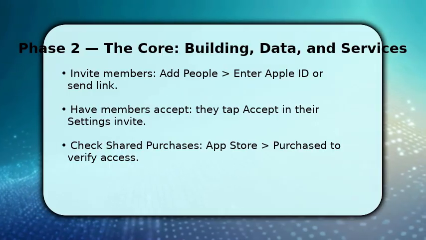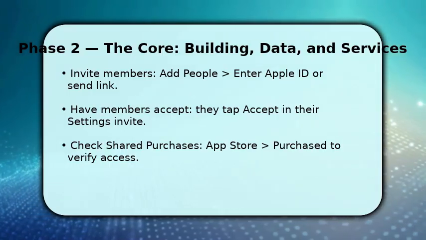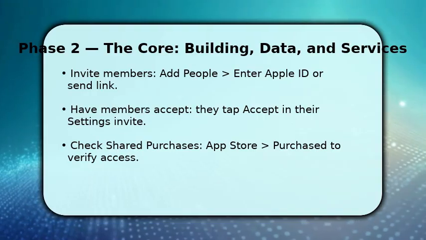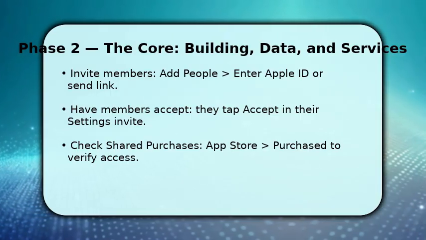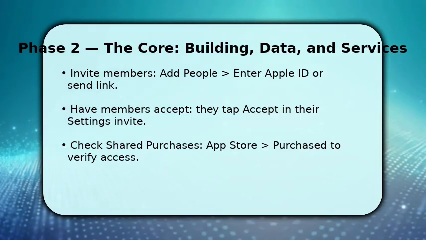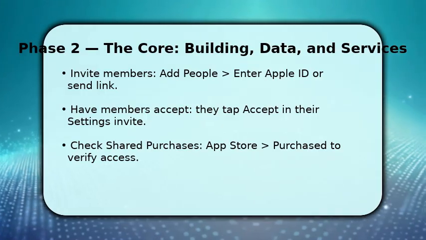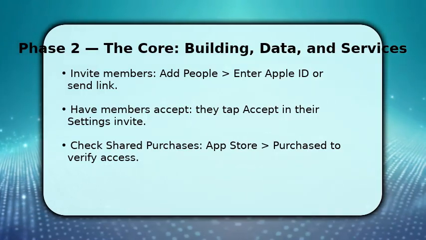Once accepted, go to App Store purchased on any family member's device to view shared apps. You may need to sign in with that person's Apple ID to see personal purchases. Make sure each member has appropriate permissions, because hidden purchases or regional differences can affect visibility.